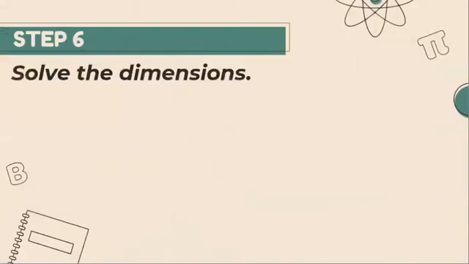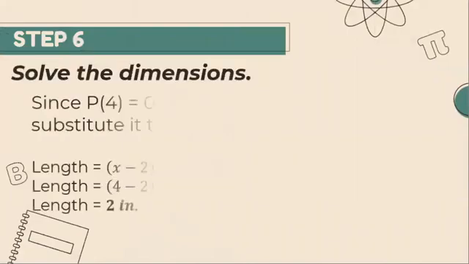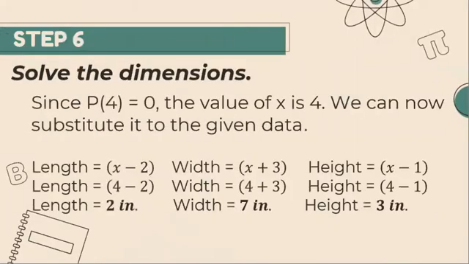And for step number 6, we can now solve the given dimensions. Since P of 4 is equal to 0, the value of x is 4. Then we can now substitute it to the given data. Okay, so the length is 4 minus 2. It will give us 2 inches. Ang width natin ay 4 plus 3, so 7 inches. And then ang height natin ay 4 minus 1, so siya ay 3 inches.